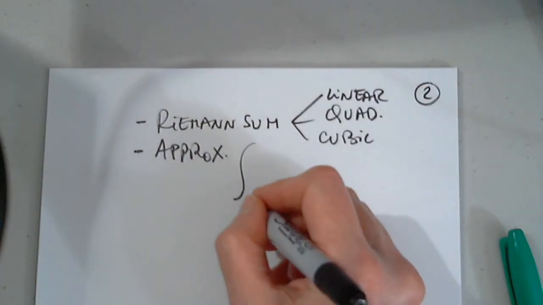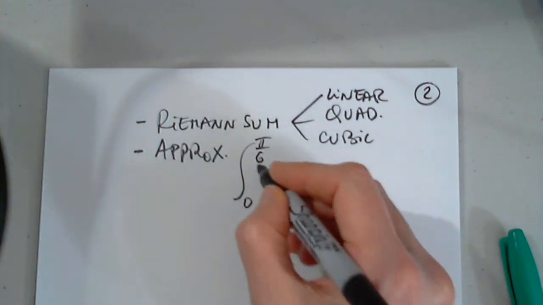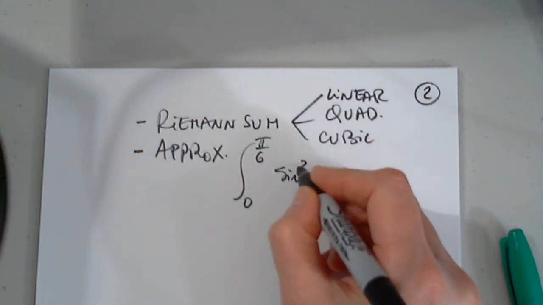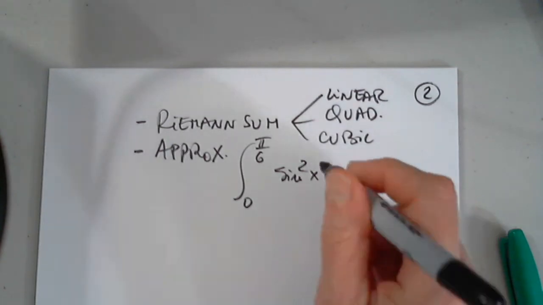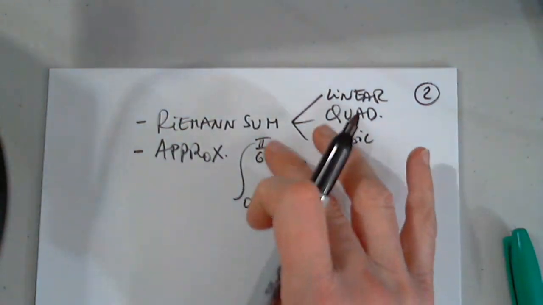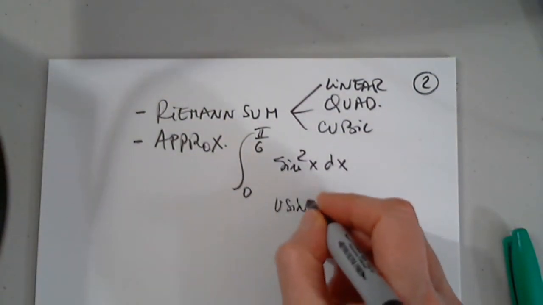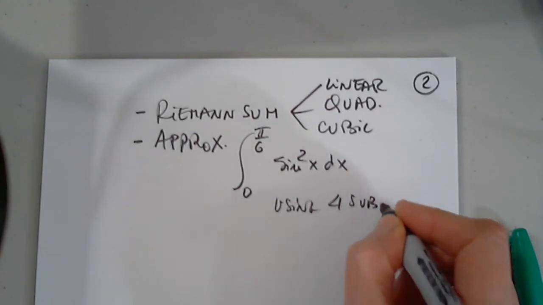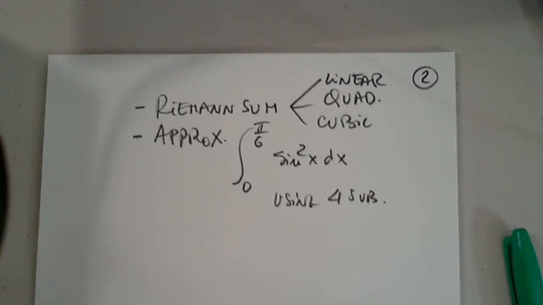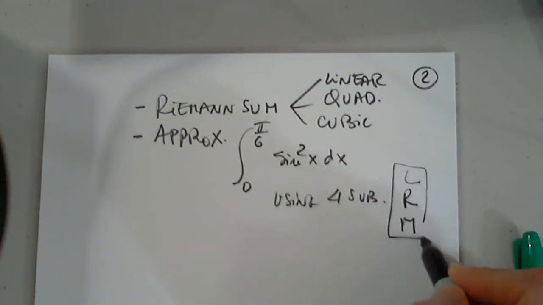Approximate the integral from, let's say, 0 to pi over 6 of sine squared x dx. We cannot find an antiderivative. You cannot exactly determine this. Let's say using 4 subintervals, and I ask you to choose one method. I don't want all three. The leftmost point, the rightmost point, or the midpoint.